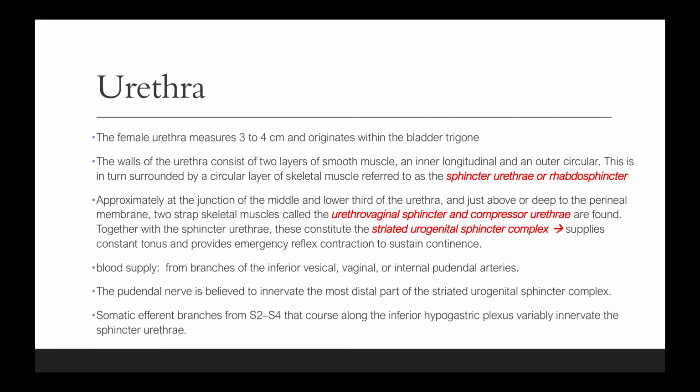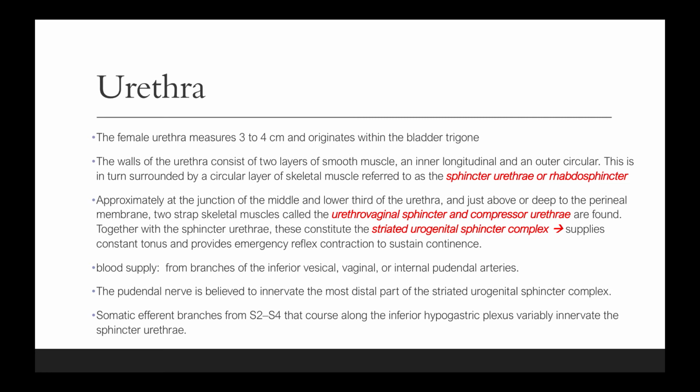Approximately at the junction of the middle and lower third of the urethra, and just above or deep to the perineal membrane, two strap-like skeletal muscles called the urethrovaginal sphincter and compressor urethrae are found. So together with the sphincter urethrae, these constitute the striated urogenital sphincter complex, and this supplies the constant tonus and provides emergency reflex contraction to sustain continence.